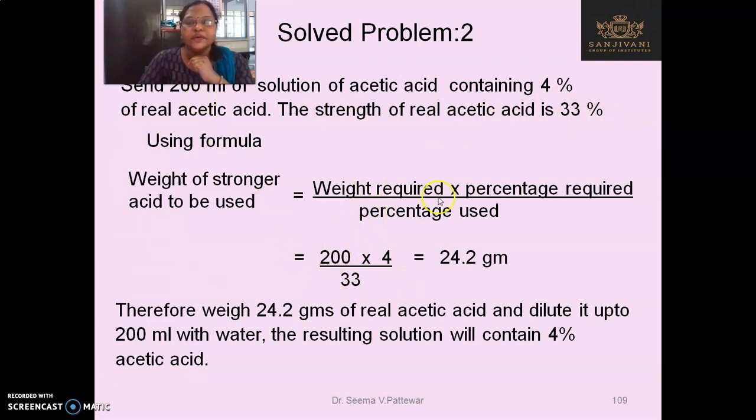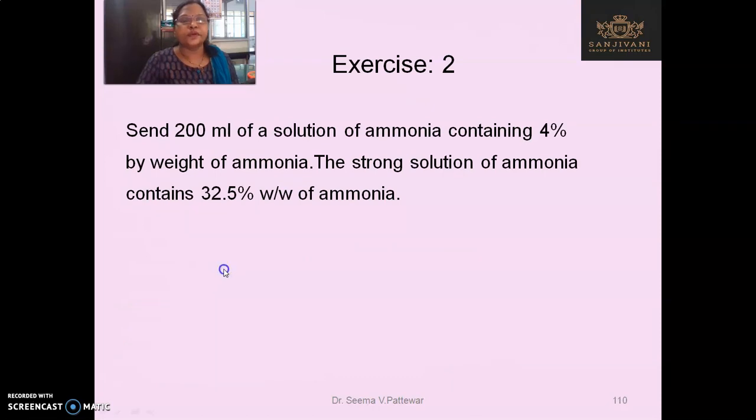This is the weight required, that is 200 ml multiplied by this 4, divided by this percentage used, that is 33, is equal to 24.2 grams. Therefore weigh 24.2 grams of the real acetic acid and dilute it up to 200 ml with water. The resulting solution will contain 4% of the acetic acid. Okay.